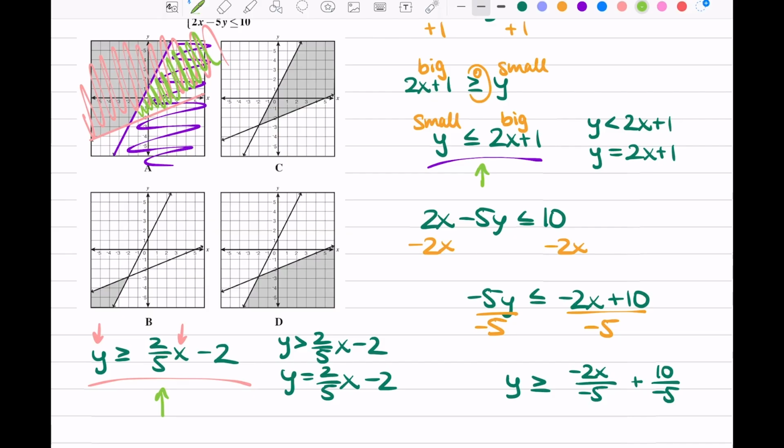So we say that region is the solution to this system of inequalities. Each of our options is shading a different area and claiming that that's the solution. However, option C is the only one that marks that green region, so that's the answer.